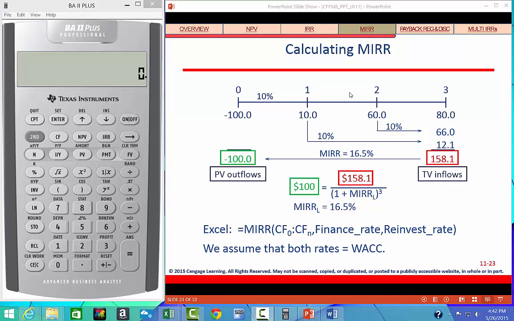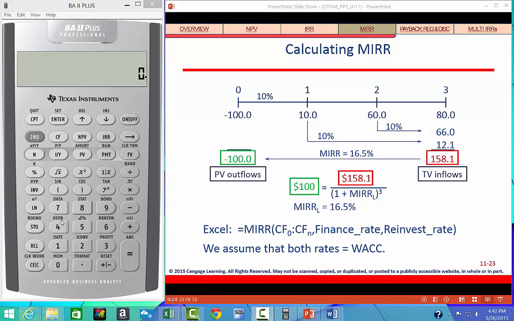And then we know that n is equal to 3 because it's for 3 years, and we're just solving for the I that makes this happen. Except just keep in mind we use the correct reinvestment rate of 10%, which is the weighted average cost of capital, to get these future cash flows. And you'll see the answer that we'll get.